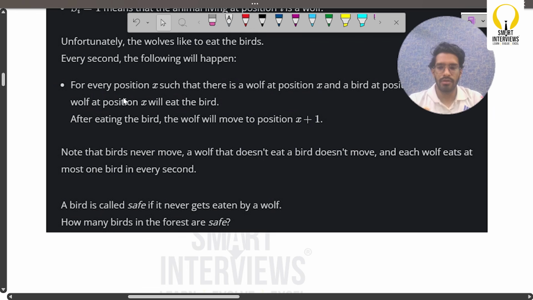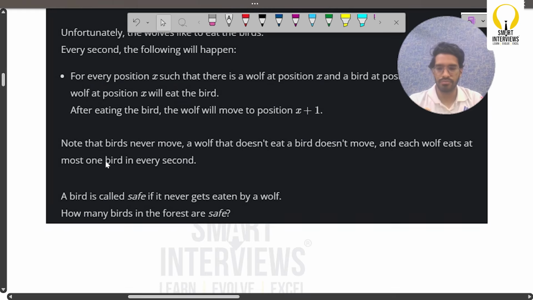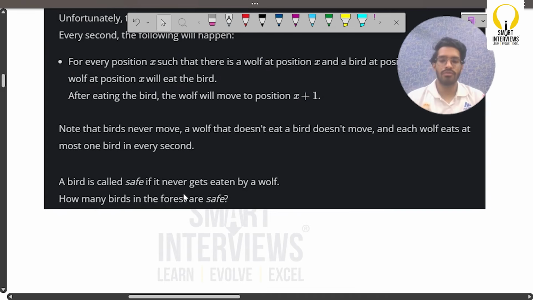Now, note that they have also mentioned that the birds never move. A wolf that does not eat a bird does not move. Basically, if a wolf cannot eat a bird, it will not move as well. And each wolf eats at most one bird in every second. A bird is called safe if it never gets eaten by a wolf. Now you need to figure out how many birds in the forest are safe.